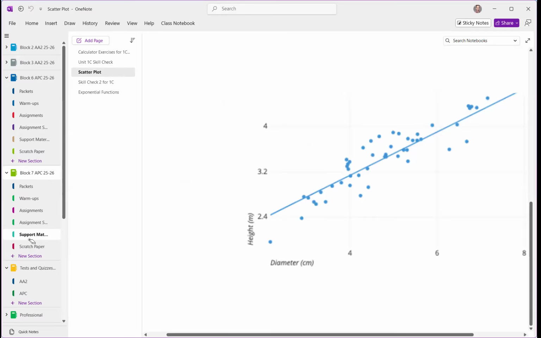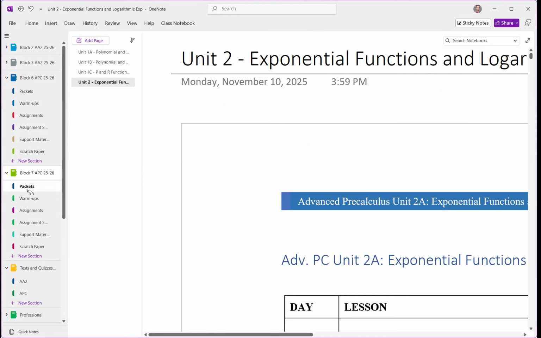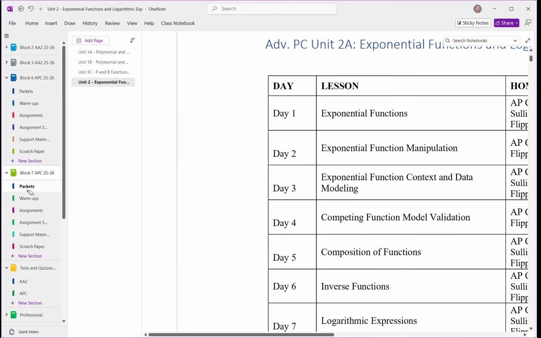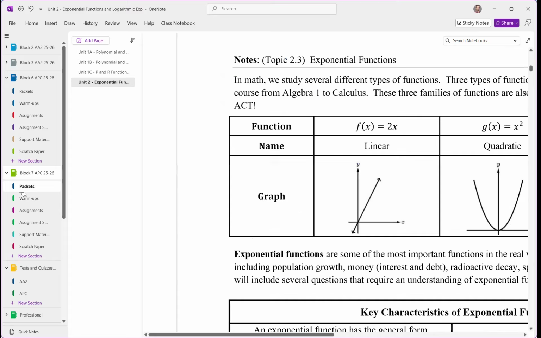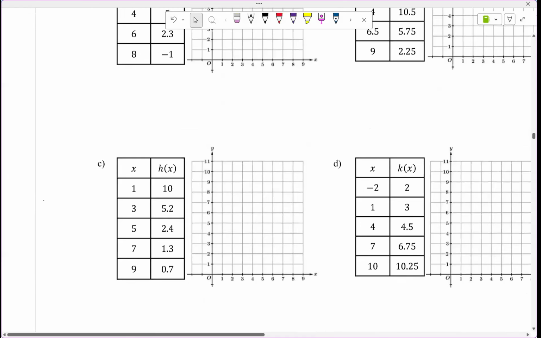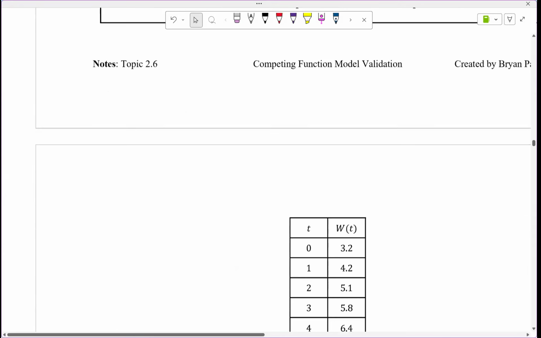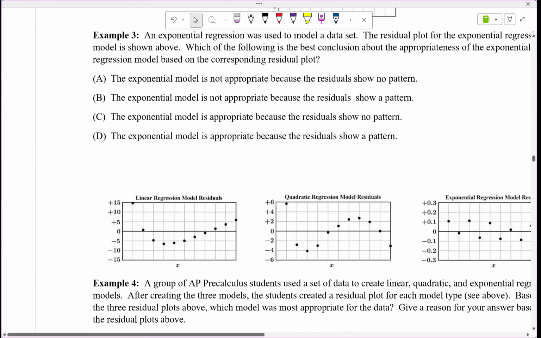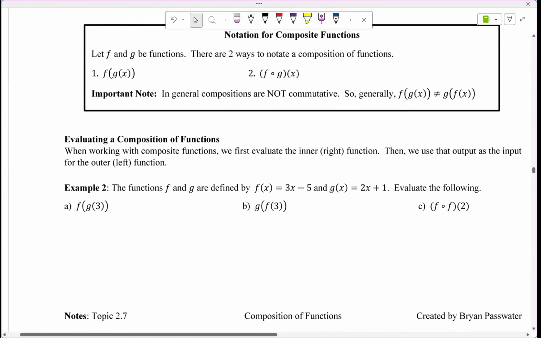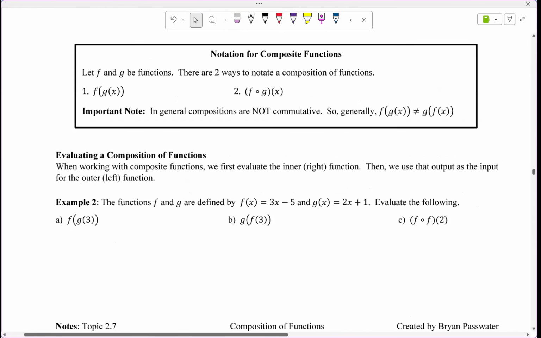Okay, let's continue. So we finished day 4. I think that's enough. Let's do day 5. It's super short. Composition of functions. So composition, and this is review. So we're in 2.6.